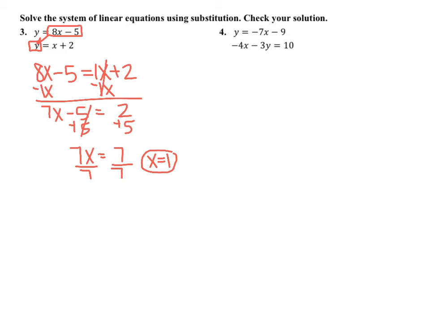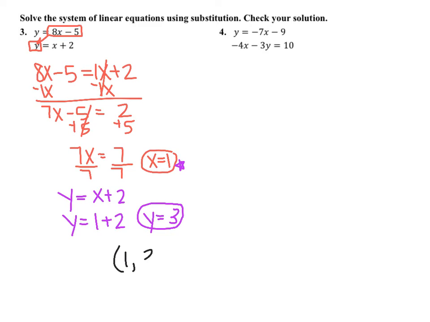Once I know what x is, I can go back and substitute, right? And I could put it in either equation, or I could put it in both equations and make sure I get the same answer, right? But I could really put it in either equation. So I'm going to use the equation that said y is x plus 2, right? If x is 1, we just found that x is 1, so that means that y must be 1 plus 2, or y must be 3. So I would write my final answer as the ordered pair x is 1, comma, y is 3.